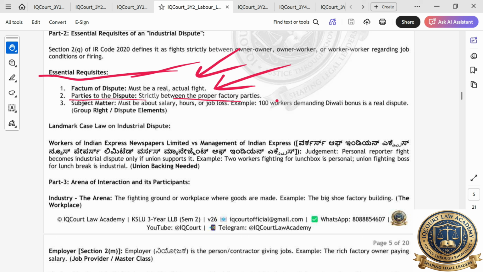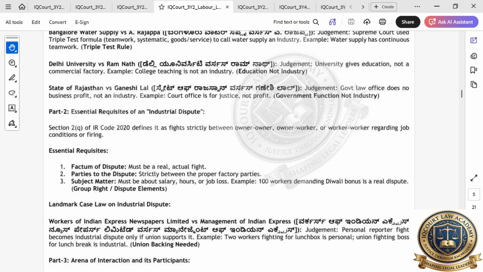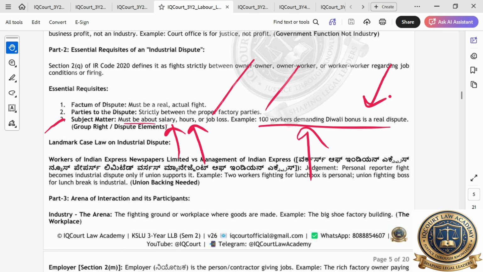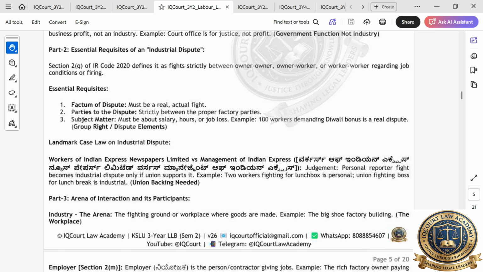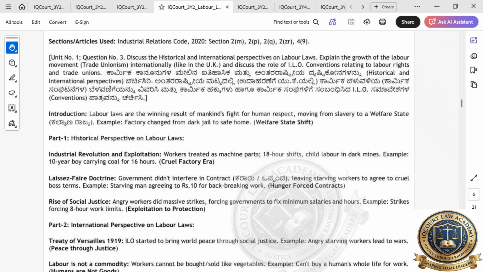Parties to the dispute must be strictly the proper factory parties, meaning the worker, owner, worker and worker. Among these there should be a dispute, and the subject matter must be a salary rate, not like last year you took a personal loan and I was the guarantor, now you are not paying. Personal disputes won't come under industrial dispute. It should be related to matters like job loss. 100 workers demanding a Diwali bonus is a real industrial dispute. Landmark case laws.